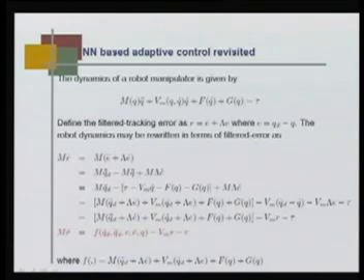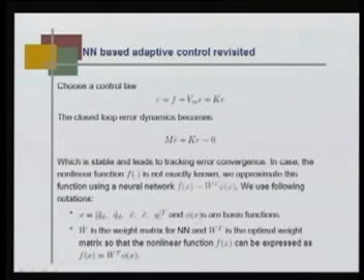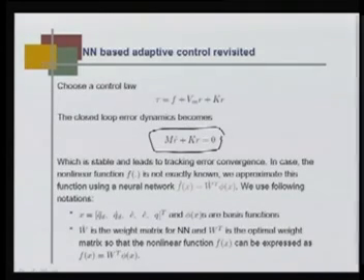This topic, neural network based adaptive controller, we already discussed in the last class. I will just give you a little hint. If I select tau equal to f plus VmR plus K r, the closed loop error dynamics is M r dot plus K r equal to 0, which is a stable dynamics, because M is always a positive definite matrix, provided K is properly selected.